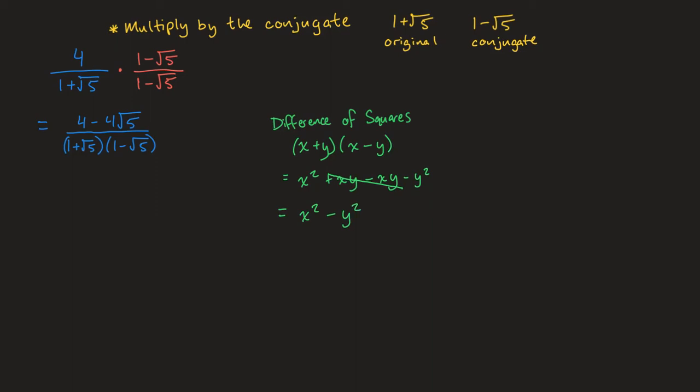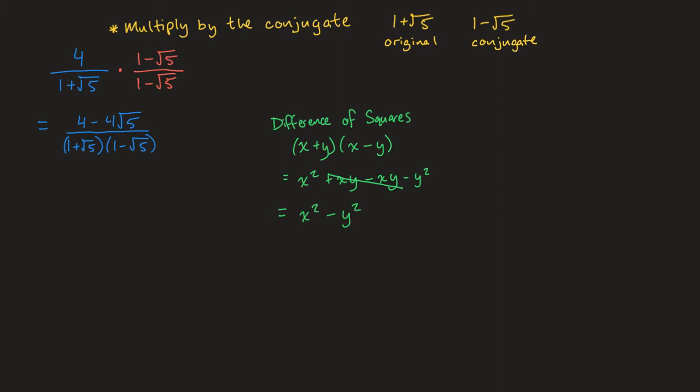So if you can easily identify this, you have your first two terms that are the same, your second two terms that are the same, and one binomial has a plus, one has a minus. It doesn't matter the order. You can expand this really quickly. So you take your first term and you square it, minus your second term squared, okay?